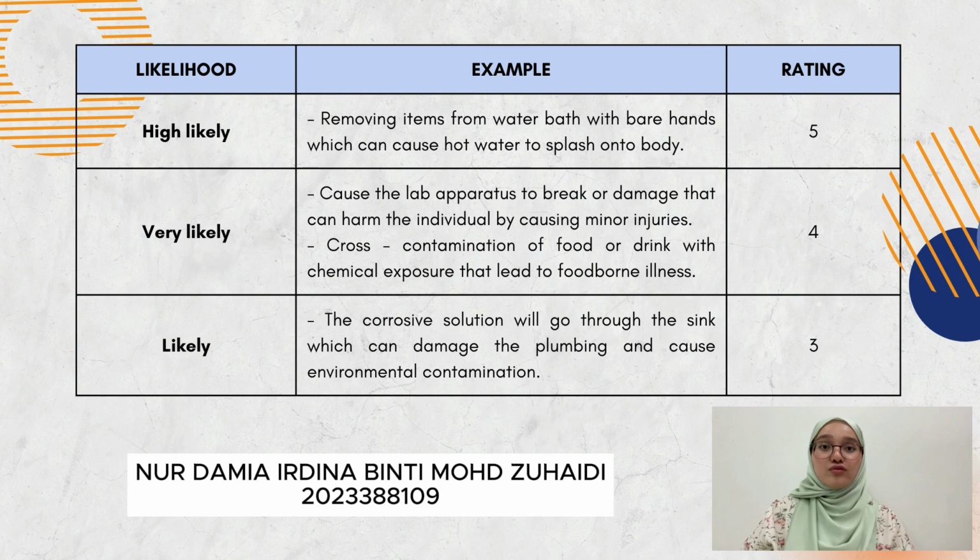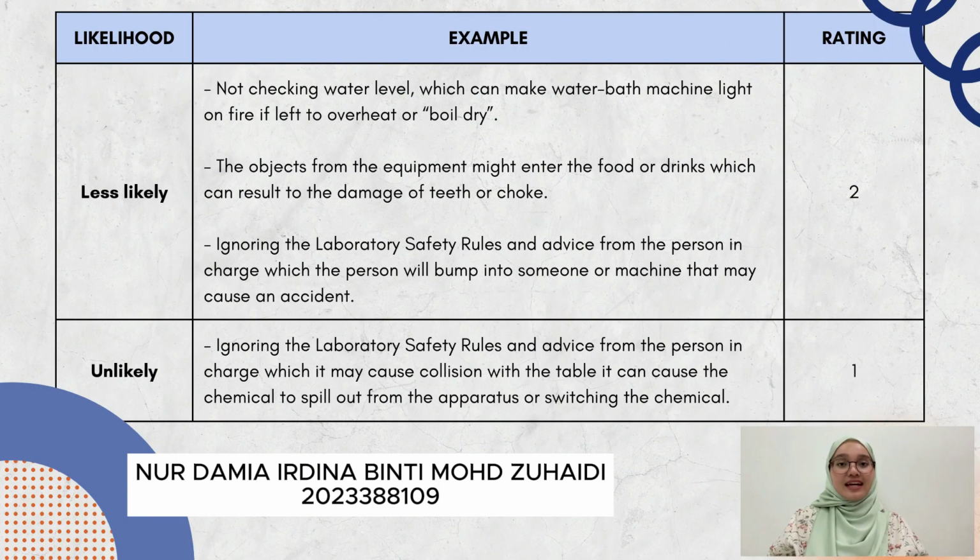It has a rating of 3. Fourth, the hazards or risks which are less likely to occur are not checking the water level, which can make the water bath machine catch on fire if left to overheat or boil dry; the objects from the equipment may enter the food or drinks, which can result in damage of teeth or choking; and ignoring the laboratory safety rules and advice from the person in charge, which may cause the person to bump into someone or a machine and cause an accident.